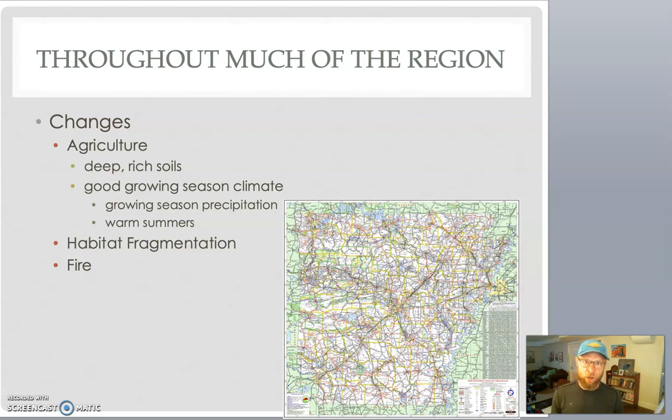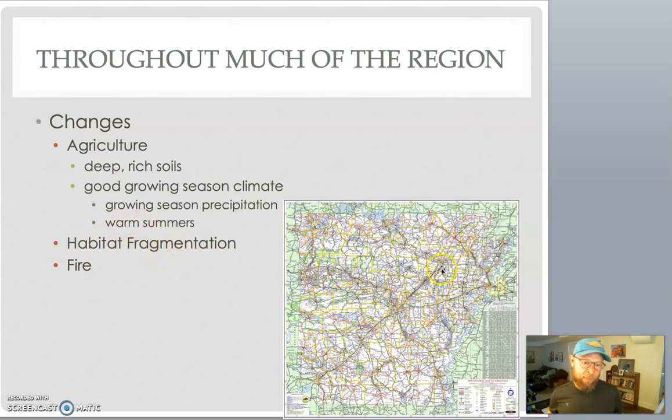There's been a lot of conversion of these forests to agricultural lands. For much of this area, the soils are pretty good and the weather conditions are good for agriculture. And so a lot of those forests have been removed and replaced by agriculture. Also, we have lots of habitat fragmentation.